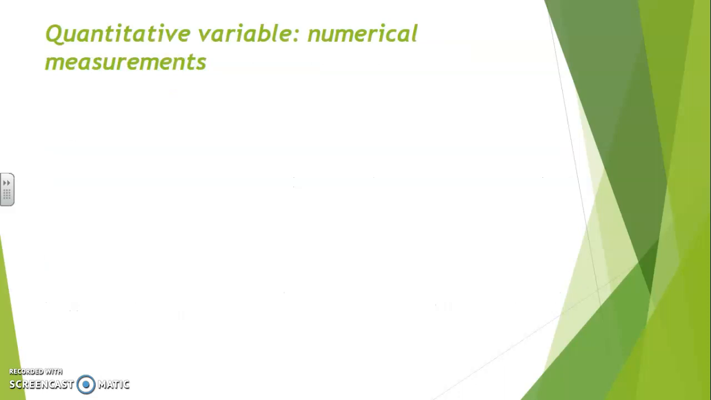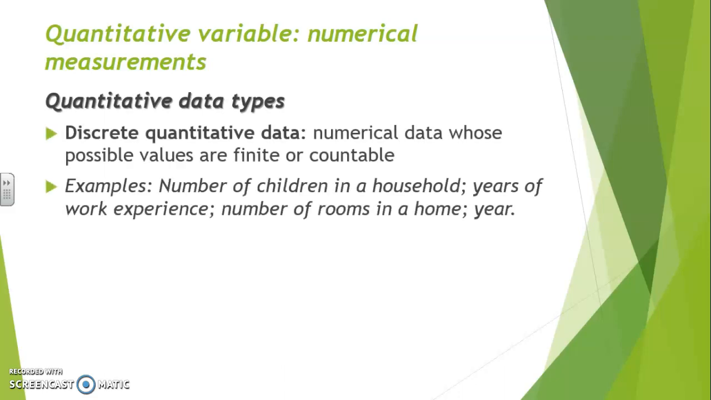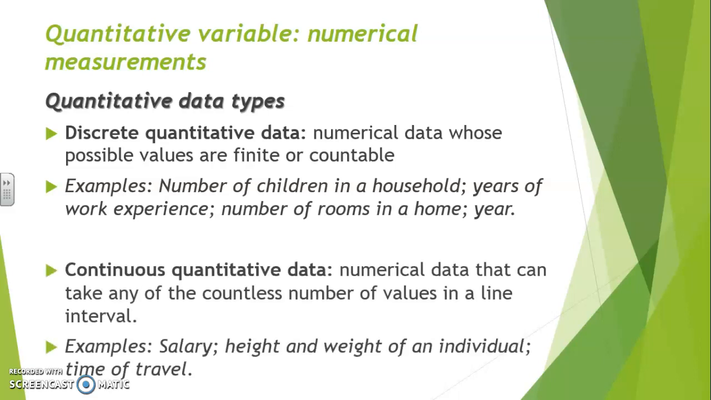Quantitative variables are all the variables that consist of numerical measurements. So again, quantitative data can be split into types. It can be discrete, where numerical data have a set of values that are finite or countable: number of children, years of experience that were completed, number of rooms in a home. It could be continuous, when the numerical data can take on countless numbers of values in intervals or along a line.